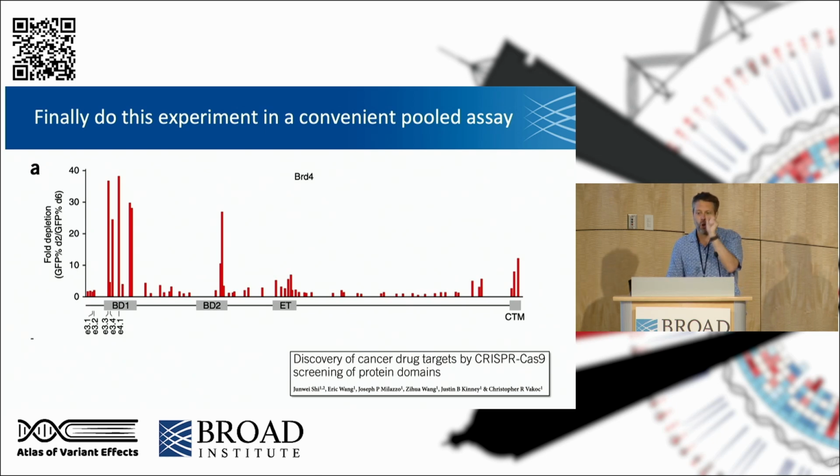in-frame indels are also detrimental. So what they're looking at here is can you in an unbiased way map a protein and figure out what domains are particularly important.